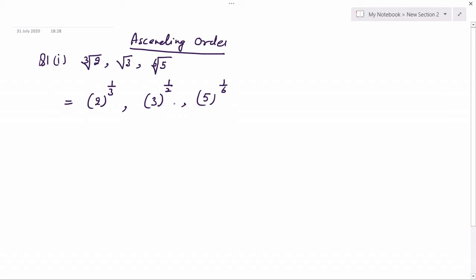Now the second step is you have to make these numbers, this root, to be the same. So how you can make their root to be same? By taking the LCM. Now LCM of 3, 2 and 6 would be 6. So you have to make all of their root equal to this LCM, means you have to make their root equal. So this is cube root, this is square root and this is 6th root. So you have to make all these numbers with the 6th root.